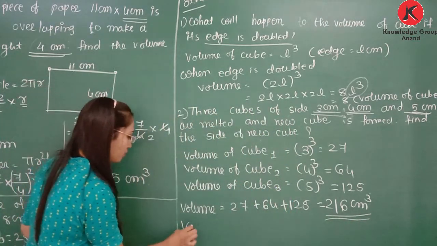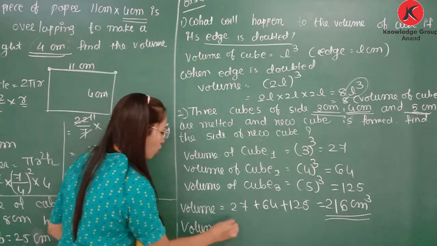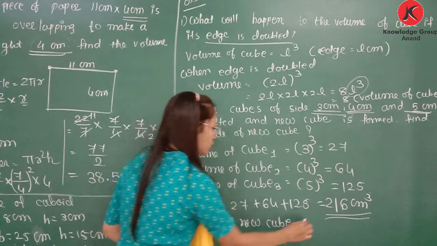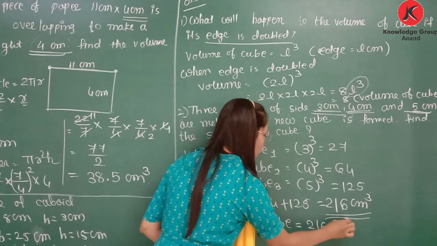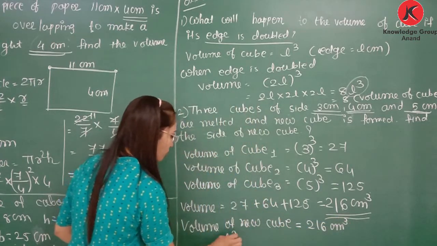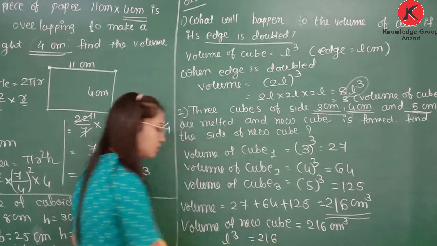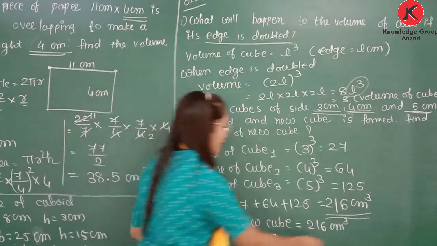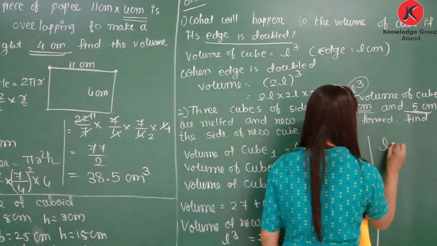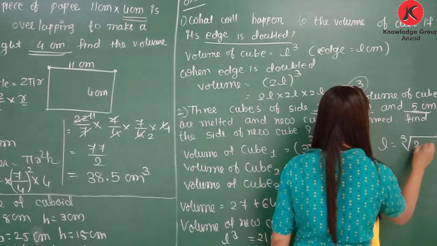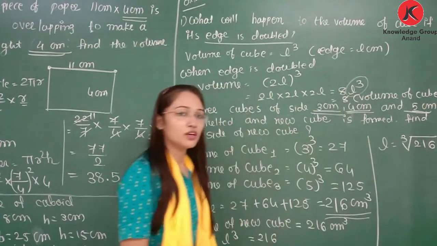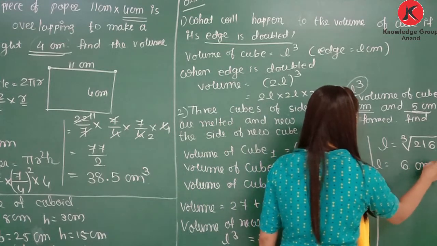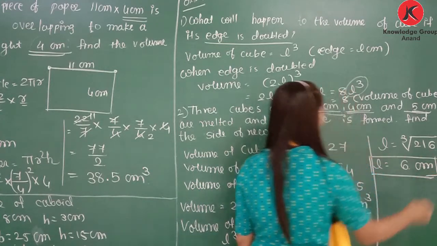So what will be the size of the new cube if the volume is 216 centimeter cube? We can write volume of new cube is equal to 216 centimeter cube. The equation is L cube is 216. Now we need to find the length. Take the cube root on the right side. So L will be the cube root of 216, which is 6 centimeter. So the length of the new cube will be 6 centimeter.